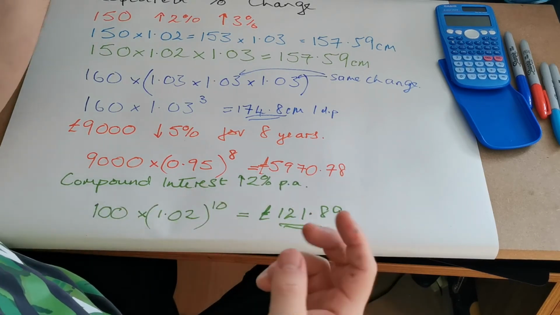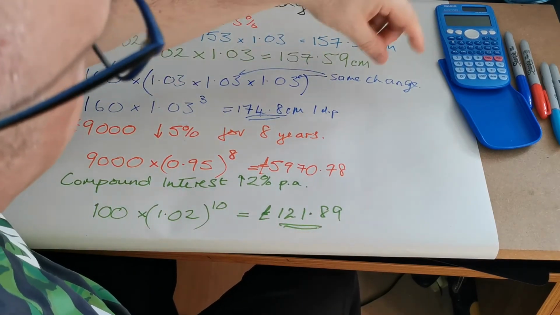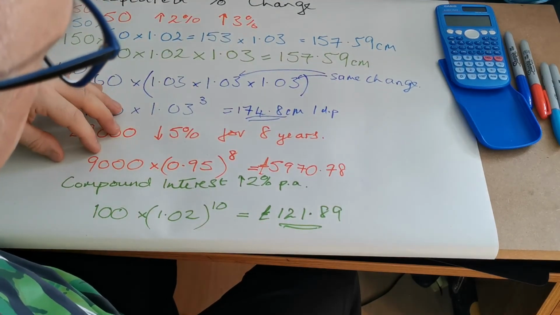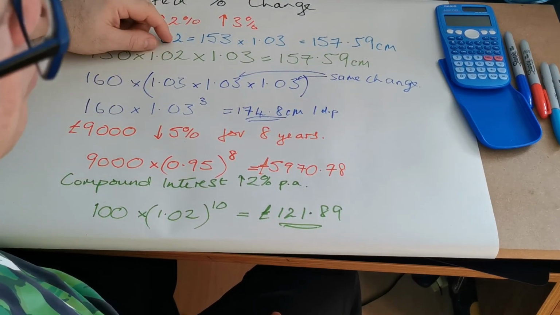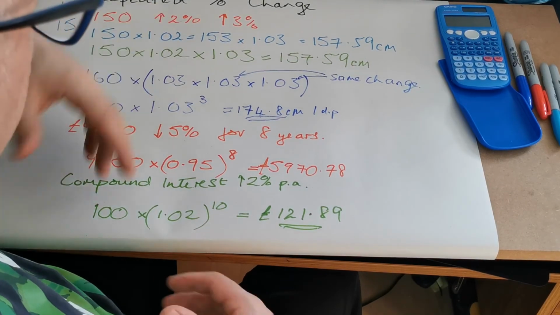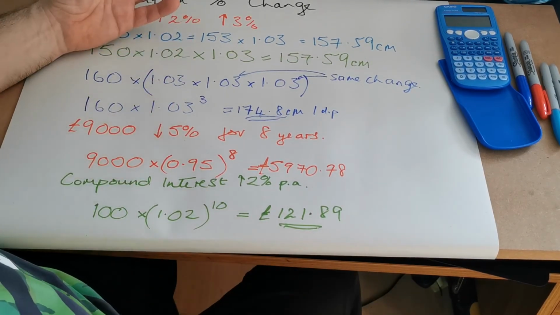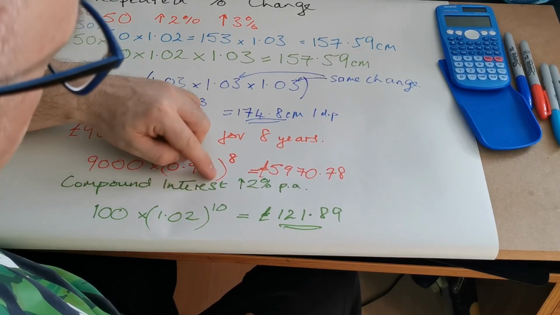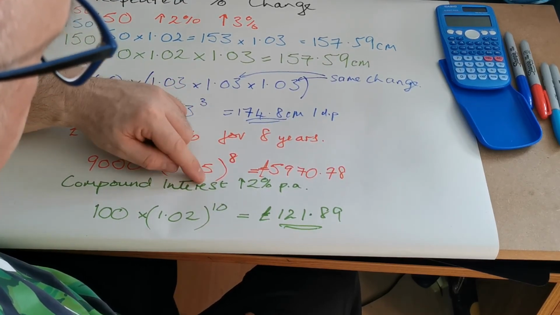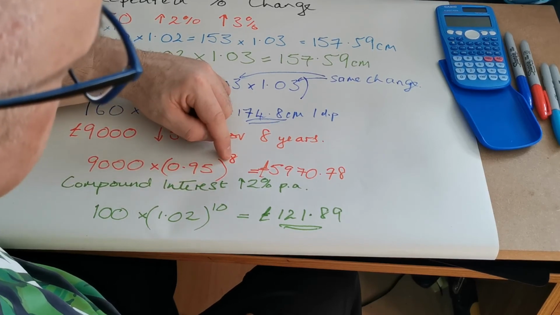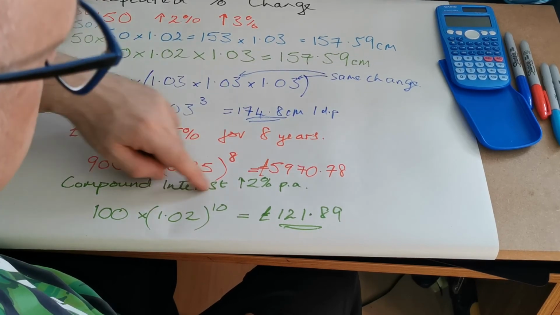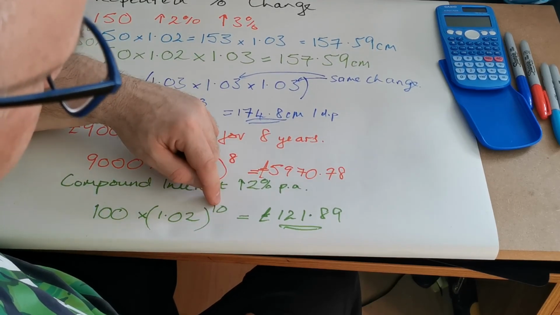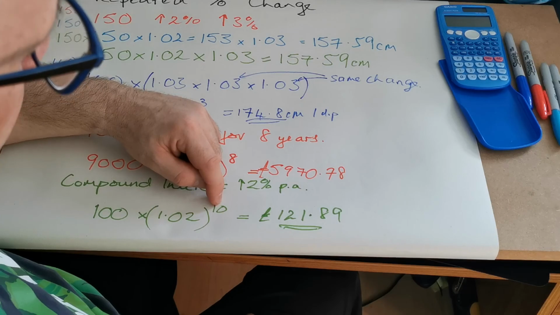So the idea is, if it's the same change every year, whether it's going up as interest or going down in depreciation, as in something that you own, then you use a power. But you think about that multiplier first. So it's going down by 5%. That creates the 0.95, which we've done quite a few times. And then the amount of years brings in the power. Here, this one's gone up 2%. That created the 1.02. And then the amount of years created the power. Okay?